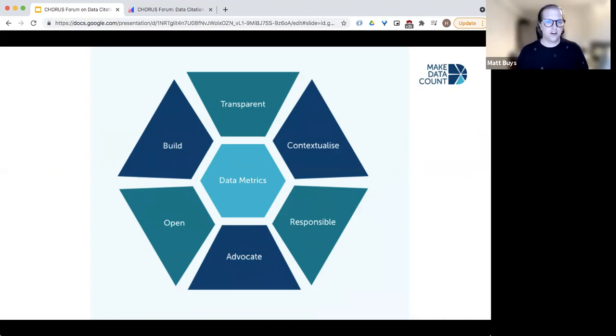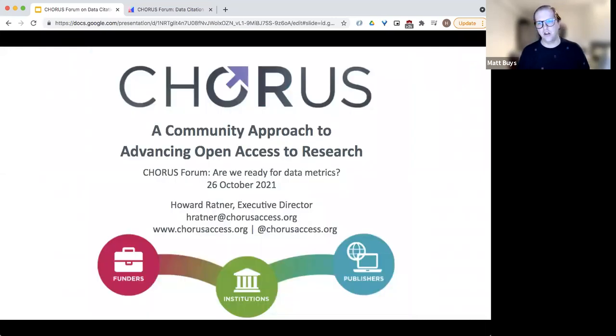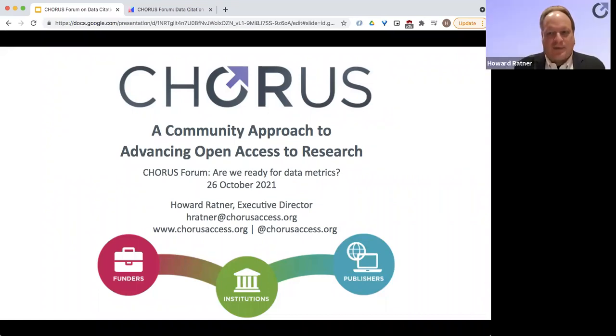So with that, I'll hand back over to Howard, who's also presenting in this session. Howard doesn't need another introduction, but Howard is the executive director of Chorus, and he'll be starting the panel with a presentation about the AGU and Coleridge story and the work that they've been doing at Chorus. So over to you, Howard. Thanks, Matt, and hello everyone again.